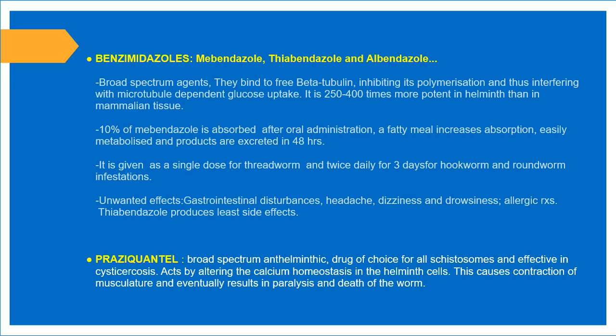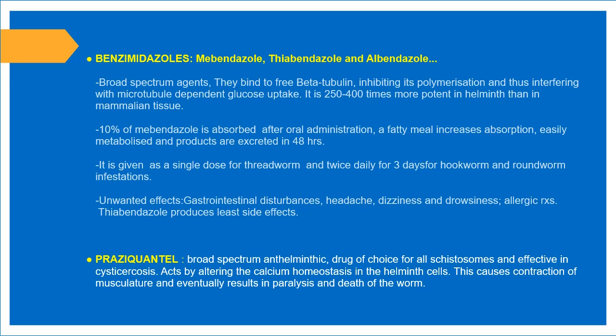The next drug, praziquantel, is again another broad spectrum anthelmintic drug available in the UK, and it is the drug of choice for all species of schistosomes and is very effective in cysticercosis. So it is very effective in cysticercosis or schistosomes. It acts in a very different way. It acts by altering the calcium homeostasis in helminth cells. This causes contraction of the musculature and eventually results in paralysis and death of the worm. So excessive or spastic contraction of the musculature of the worm results in paralysis and death of the worm.